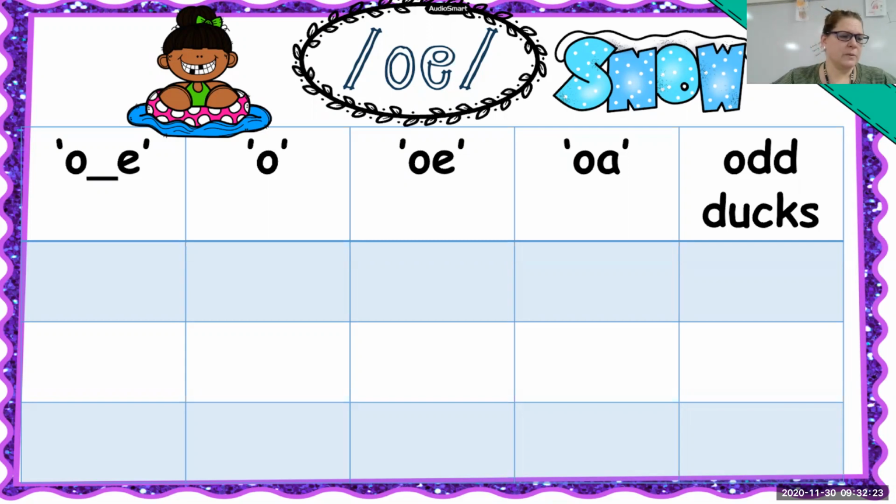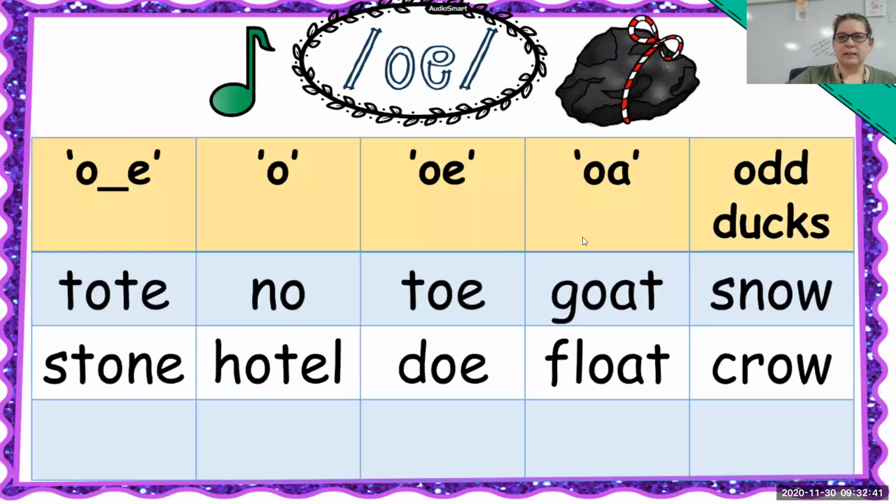Good. What about the word snow? Like up here, here's the word snow. Where would it go? For now, it's going to go with the odd ducks. Okay. We'll learn a little bit more about the OW sound later, but for now, it's just going to go in the odd ducks.